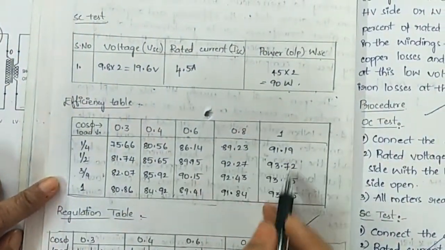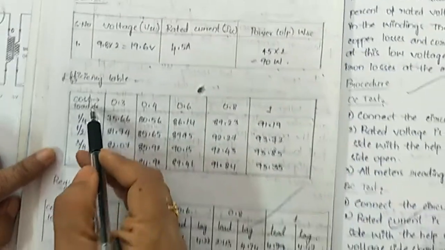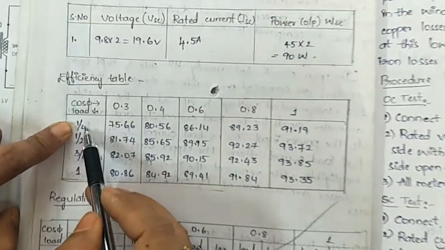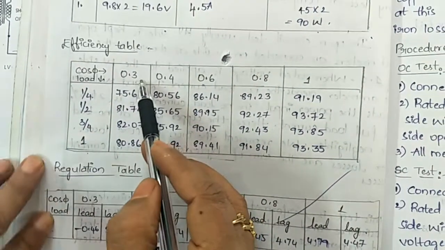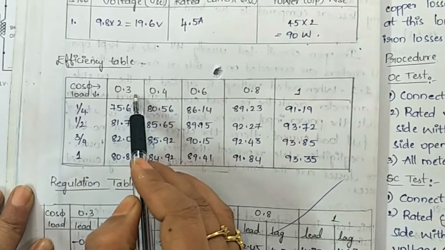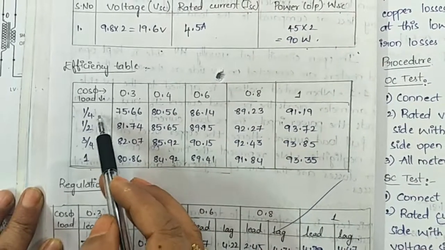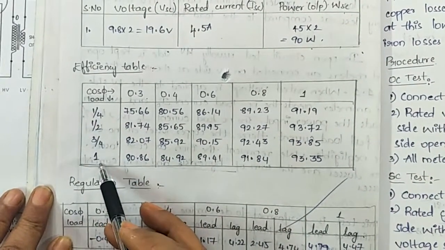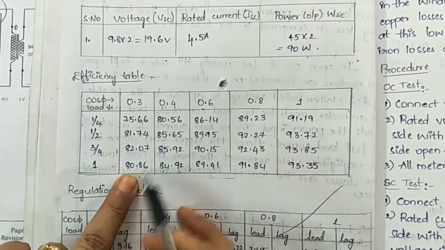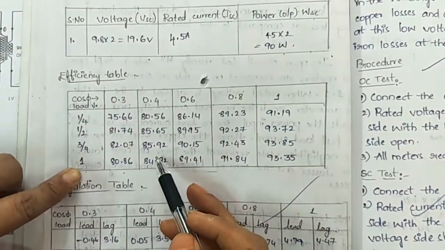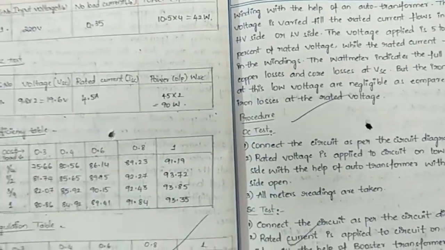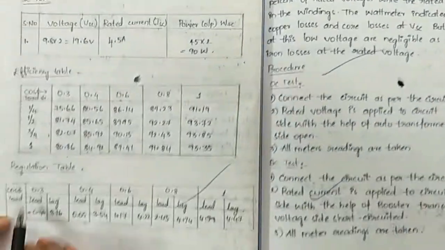So this is how the values are obtained for efficiency by considering the X value as 1/4, half, 3/4 and 1. Similarly the power factor is considered as 0.3 initially. So the X value is varied 1/4, half, 3/4, 1 and the efficiency is calculated. Similarly considering the power factor as 0.4 and different X values. In this fashion the values for efficiency are tabulated.